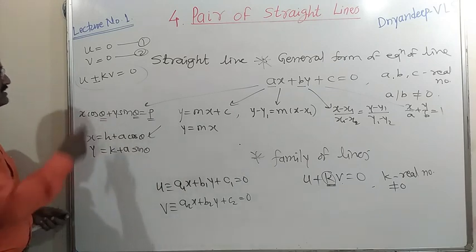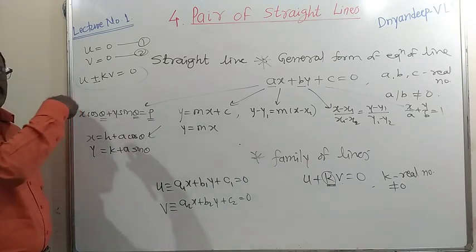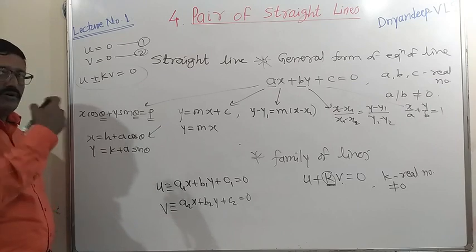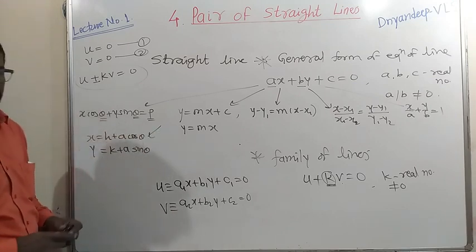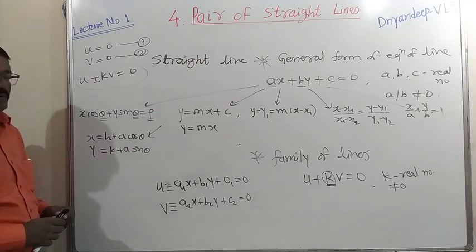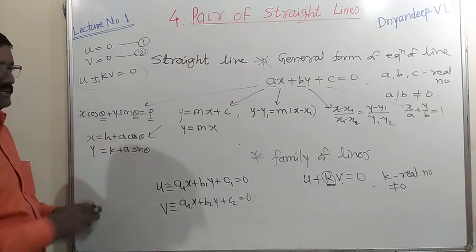Family of lines means it's a general equation which gives the equations of all the lines which belong to that family. Obviously there are conditions for that, whether they are parallel or passing through that point. Okay, that we have done in 11th class.